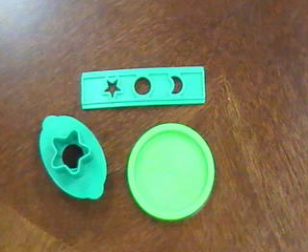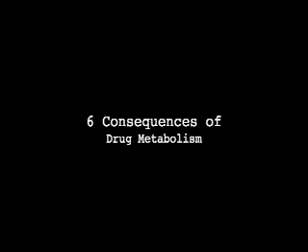And the liver is full of enzymes that help metabolize all sorts of things. And the enzymes that metabolize drugs are known as the P450 system of enzymes. Now, these enzymes have 6 possible consequences when it comes to drug metabolism.